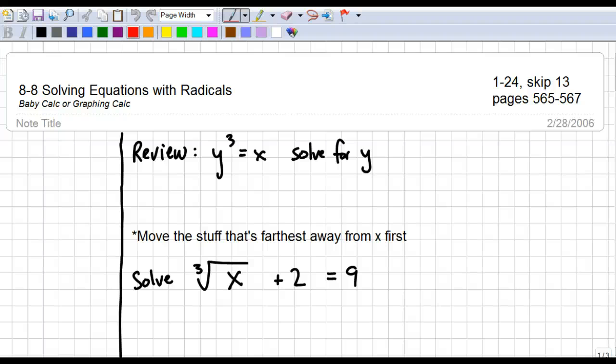This lesson is for Advanced Algebra, Lesson 8.8 on solving equations with radicals. So this is our last lesson of Chapter 8. Most of the time students will be allowed to use a baby calculator only, but there will be some instances where a graphing calculator will be allowed.